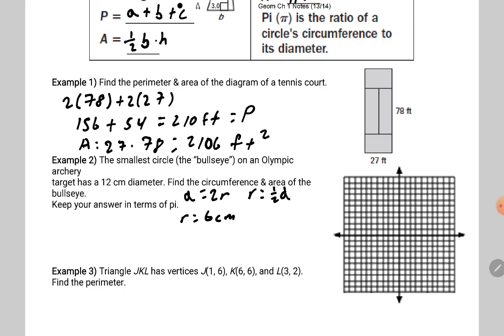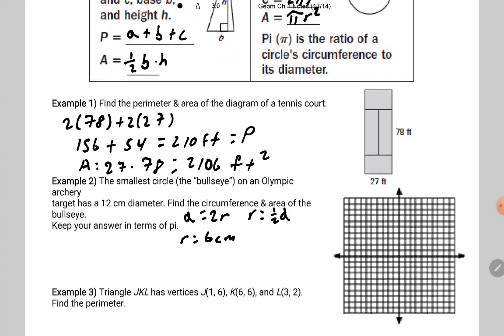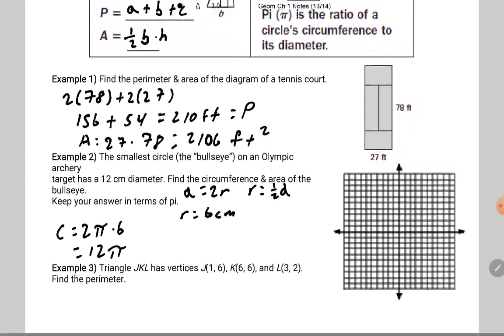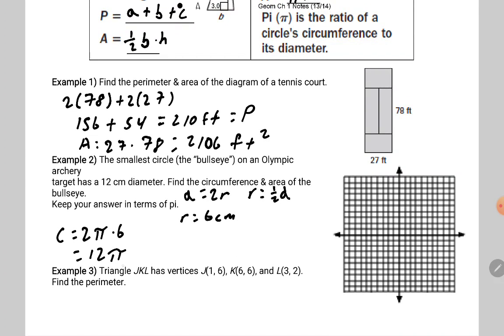Okay, now I can use my formula, 2 pi r. 2 times pi times 6. This would be 12 pi. And then punch it into your calculator. On your calculator, there is a pi button. You will not use 3.14 anymore. 3.14 is not accurate enough. So make sure you use the pi button. You would do 12 times pi in your calculator and you'll get an answer.